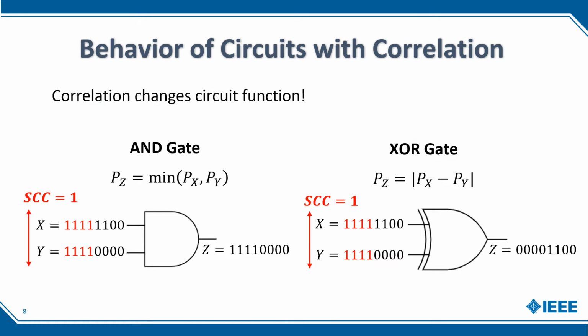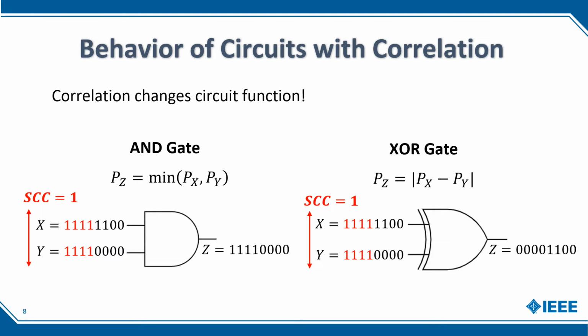Early stochastic circuit designs assumed that the input bit streams were all uncorrelated with each other, corresponding to SCC equals 0. However, more recently, it has been shown that stochastic circuits approximate different and potentially useful functions when their inputs have correlation values other than 0. For instance, the AND gate that typically computes multiplication now computes the minimum function when the inputs have maximum correlation, as shown in the example on this slide.